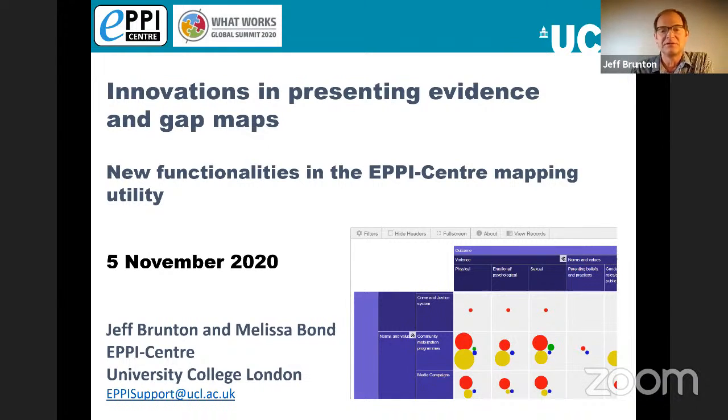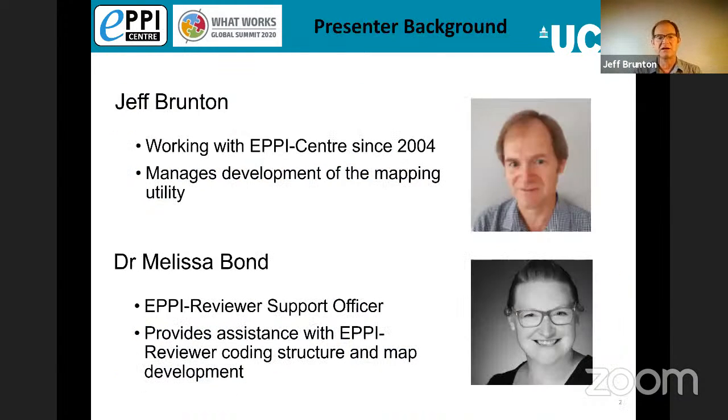So we're talking about gap mapping and some of the new functionalities that we've been adding to the mapping utility. And we're going to have a talk about that. Just to introduce ourselves, my name's Jeff Brunton. I've been working with the EPPI Centre since about 2004, and that's where I've done lots of work with them in the systematic review area, doing things with the EPPI Reviewer software. And one of the things that I do at the moment is I manage the development of the mapping utility that we're going to be looking at today.